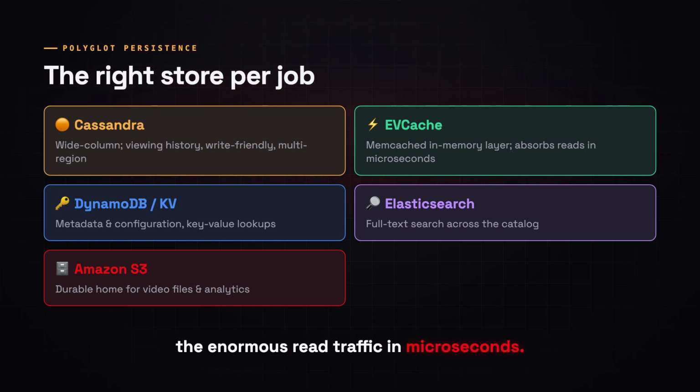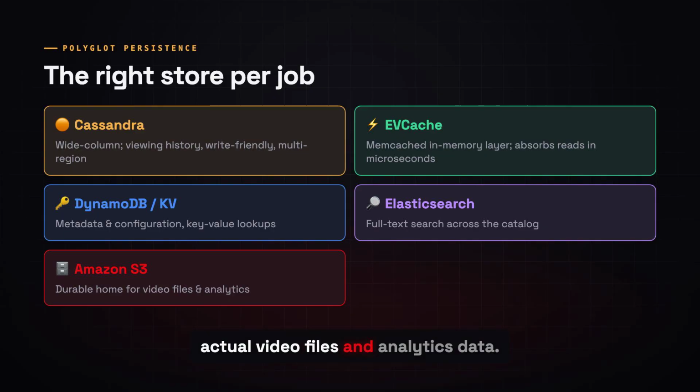DynamoDB and key-value stores hold metadata and configuration. Elasticsearch powers search across the catalog. And Amazon S3 is the durable home for the actual video files and analytics data. Different shapes of data, different stores, each chosen on purpose.